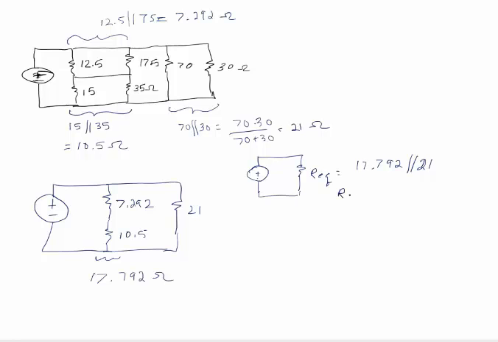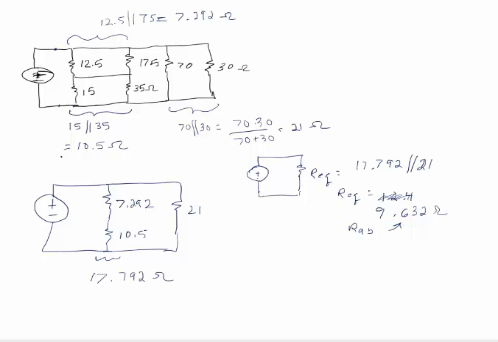And you will find that the equivalent resistance is now 12.4, no, sorry, 9.632 ohms. So that's between point A and B. I think your book calls that RAB. So resistance between A and B is 9.632 ohms.